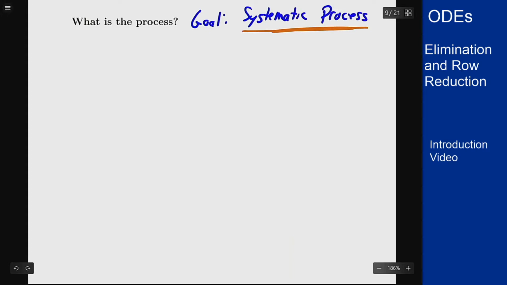In this video, we'll talk about how we actually do row reduction or elimination to solve system equations using matrices. So the goal here is we want to have a systematic process that will get us to an answer no matter what the system looks like. So I want to have an algorithm that I can always follow that will always get me to the answer.